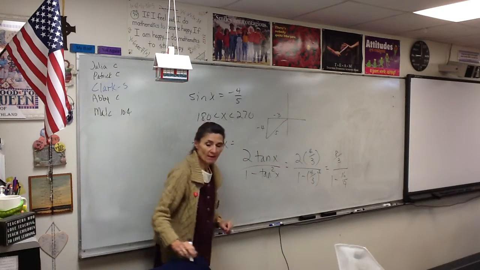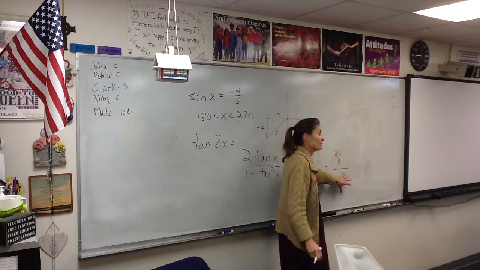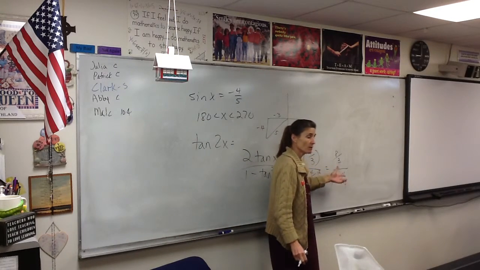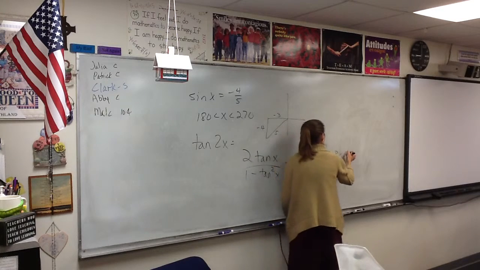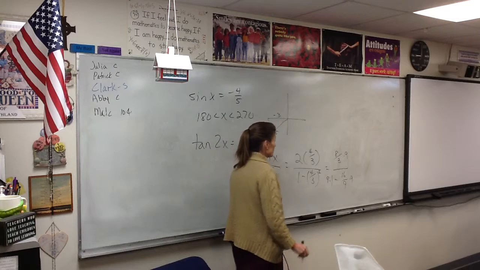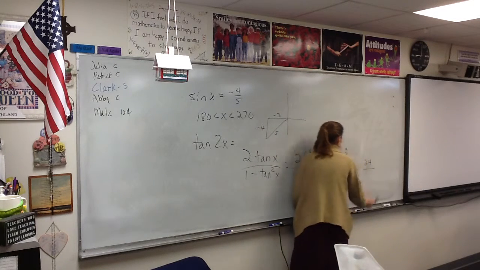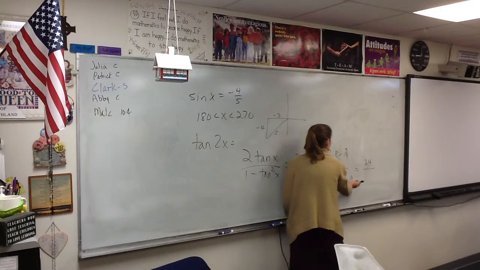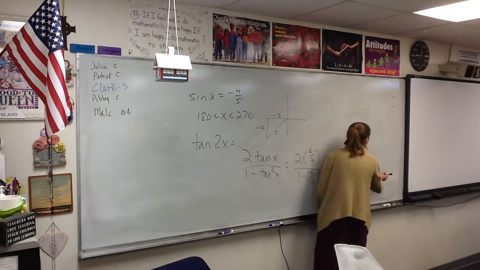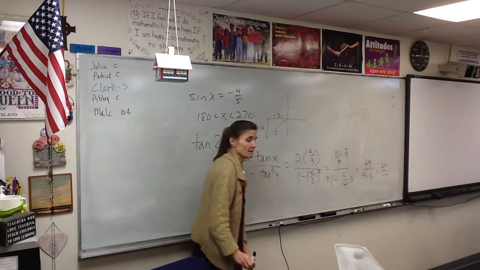16/9. Now you simplify that however you want. Some people like to do this subtraction, the common denominator, subtract, and then invert and multiply. I prefer just to multiply everything by 9. That's my common denominator. So on the top, I'll have 24, and on the bottom, I'll have 9 minus 16. So my answer is -24/7.